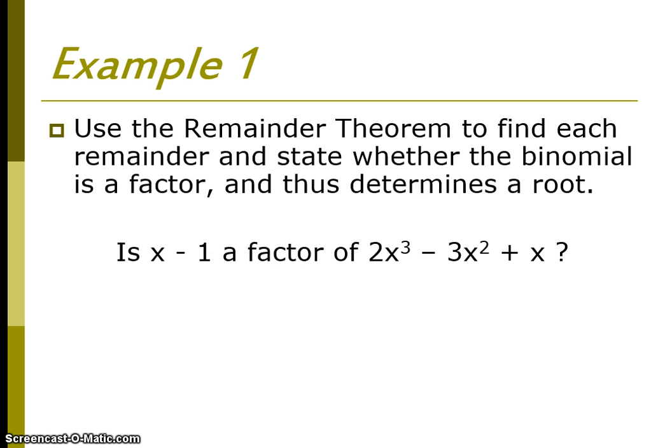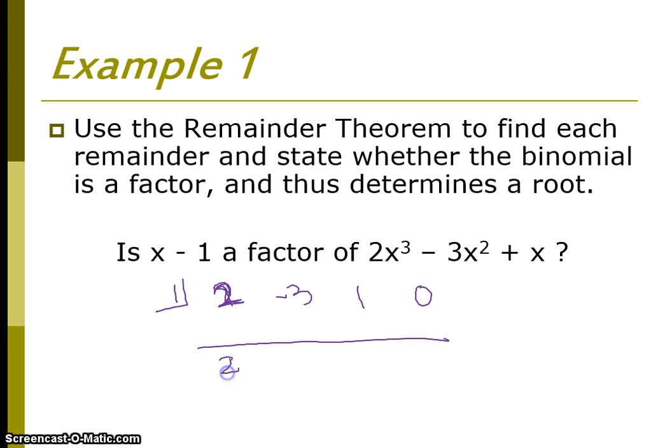Use the remainder theorem to find each remainder and state whether the binomial is a factor and thus determines a root. So when I'm doing this, I want to know if this is a factor. So I would just do my synthetic division with my 1 there. I'm going to have 2, my x squared number is a negative 3, and then I have 1, and then I do need a 0 for that constant even though it's not there.